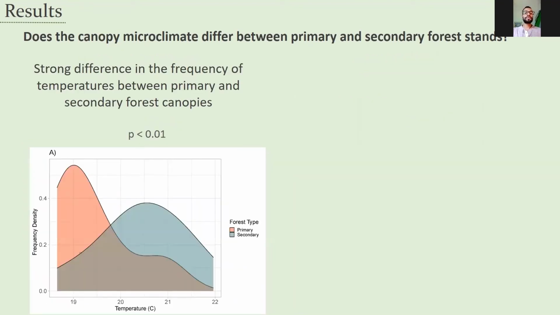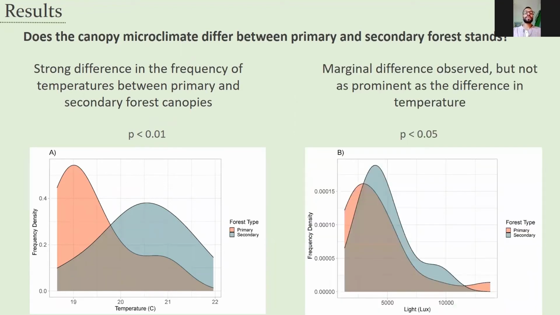We also looked at the frequencies in range classes of 1 degree Celsius for temperature and 1000 lux for light intensities. Lower temperatures and light were more frequent in the primary forests, and the difference was significant for both. The density plots show some portion of the ranges of the temperature and light.